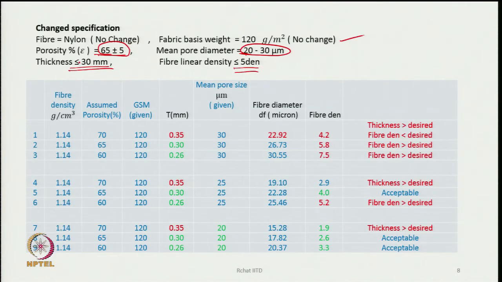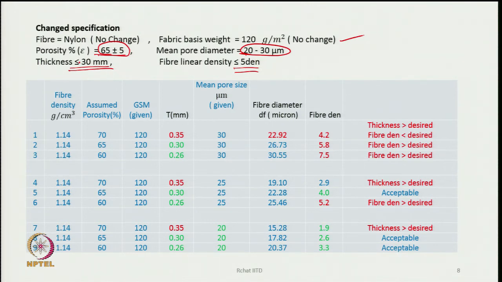That means, instead of having a fixed value, we are now changing the specification, so that we have values which should be either in this particular range, or sometimes less than this, or sometimes more than this. Such a situation may arise while trying to find an answer to the problem that has been posed. In these situations, how do we decide which fiber linear density we should choose and what should be the right thickness?